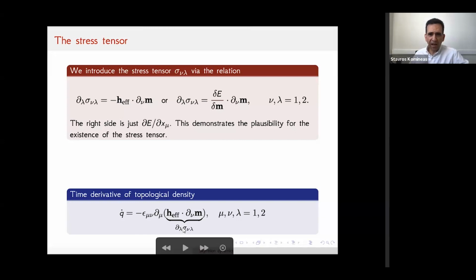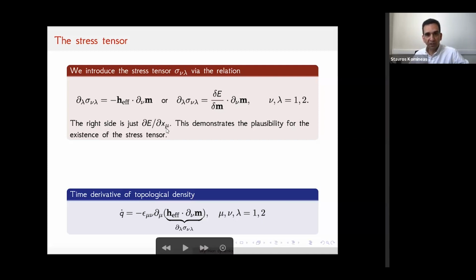Let's give just a quick argument about that. I'm saying this thing is equal to the derivative of some new quantity that I call sigma. Why would you believe me that this is so? Well, because this thing, delta E delta M, as I already said, is a functional derivative of the energy. And therefore, the right side is basically the derivative of the energy with respect to some space. So this is like the chain rule.